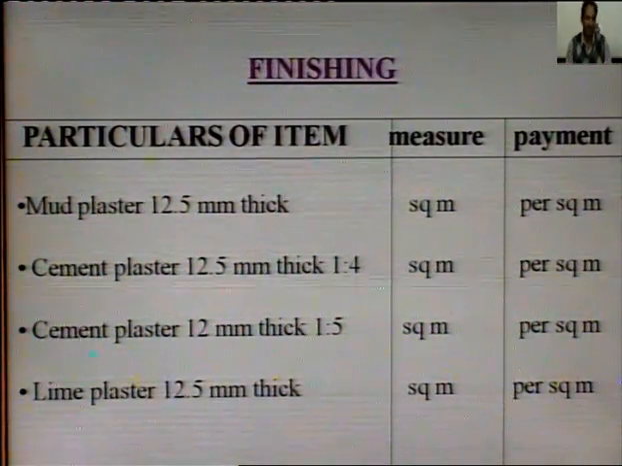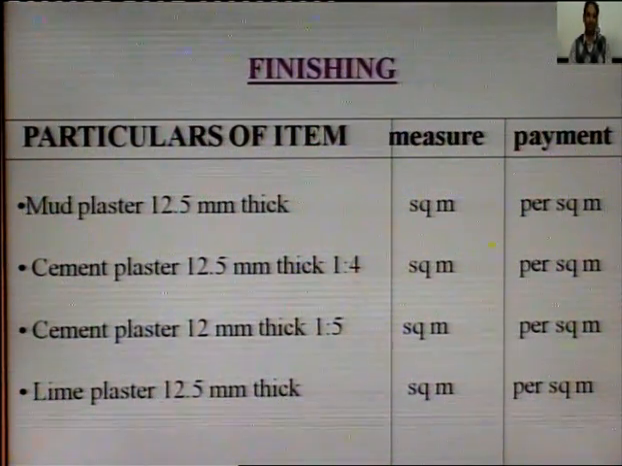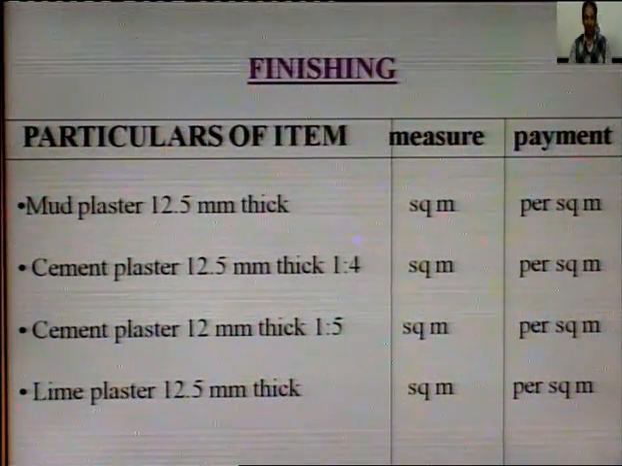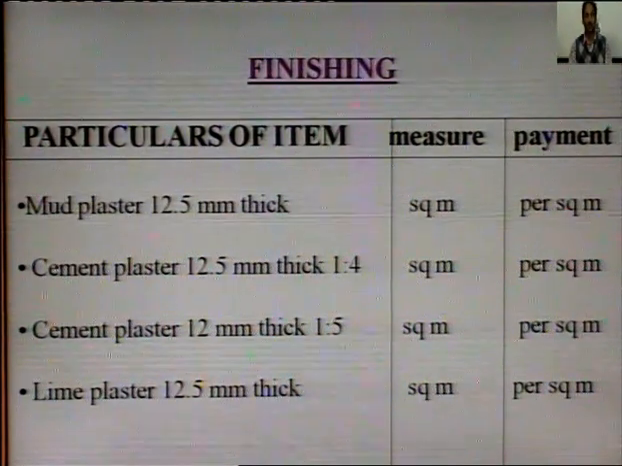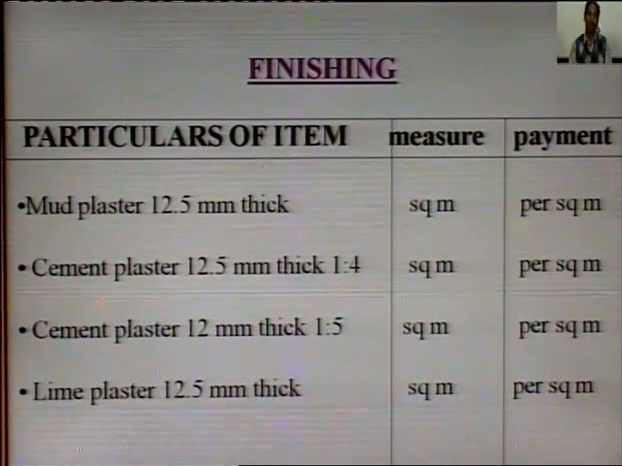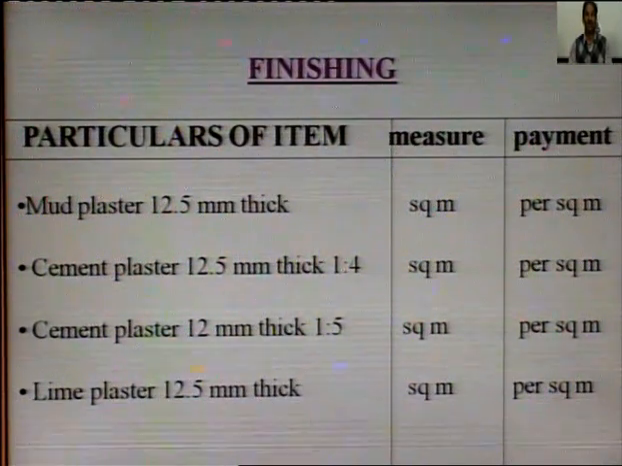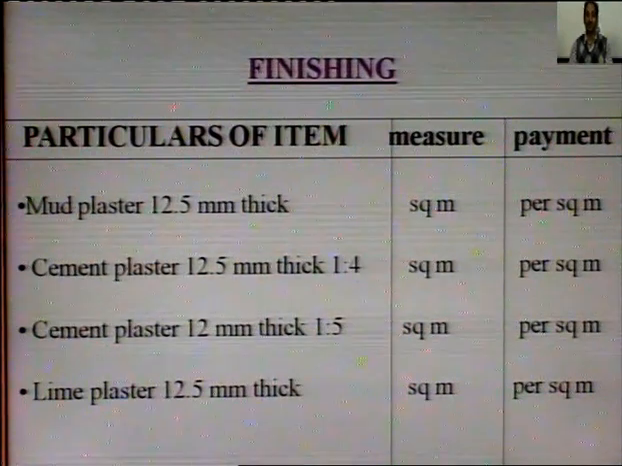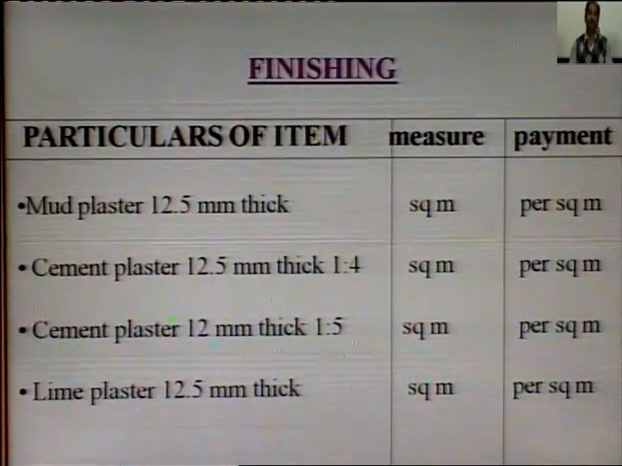And then cement plaster 12 mm thick in the ratio 1:5. Here you provide a cement plaster on the surface of the wall. So, only thickness is specified. So, thickness of the cement plaster is 12 mm. So, your unit of measurement is square meter and unit of payment is per square meter.